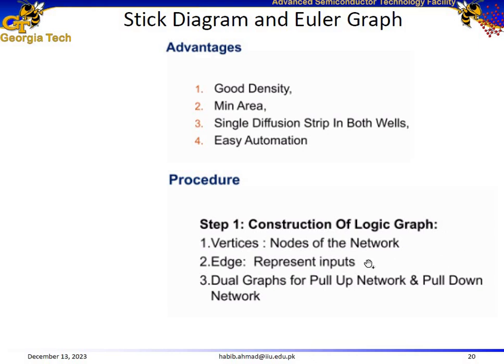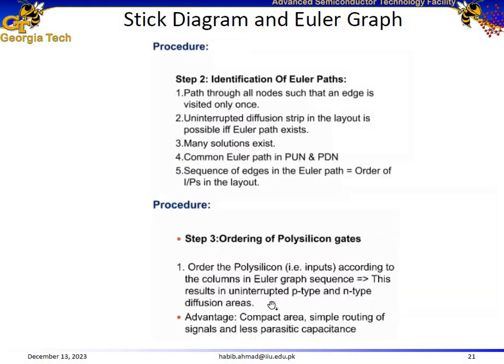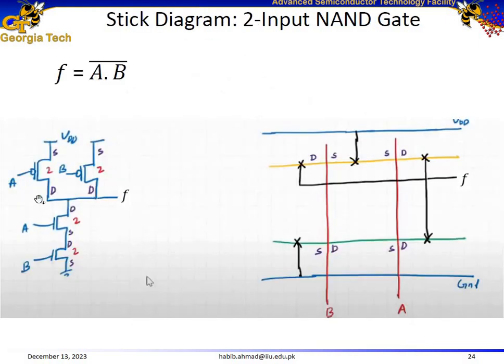automation easy as well. For construction of the logic graph for the Euler path, the vertices represent the nodes of the network and the edges represent the inputs, and we actually make dual graphs for the pull-up network and for the pull-down network. So consider an example. Consider this circuit diagram, a NAND gate. We have one node over here and another node over here. They are connected to the supply voltage for the pull-up network. And then we have two inputs, two transistors A and B.